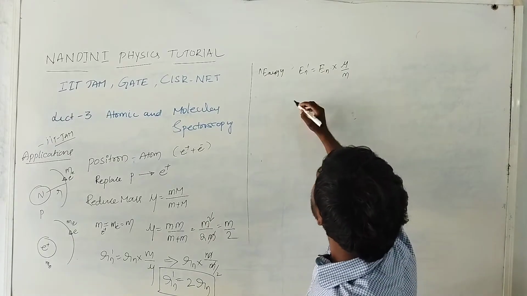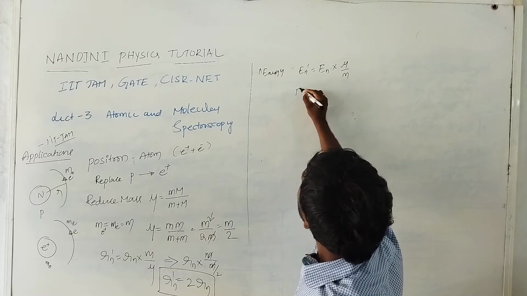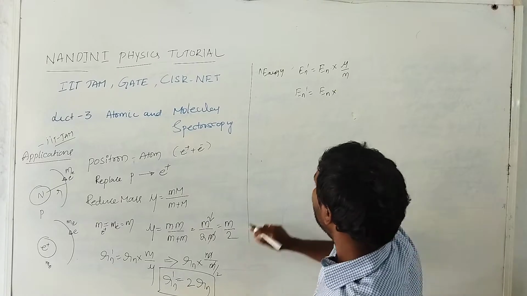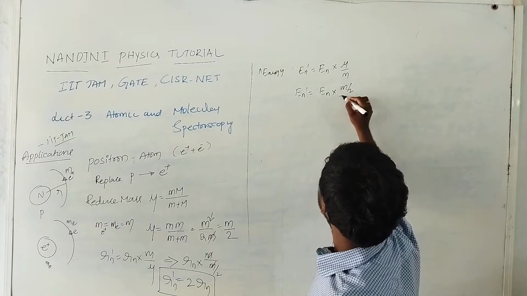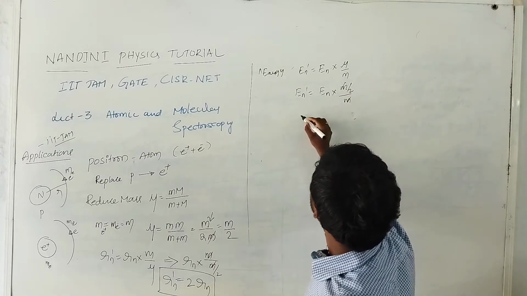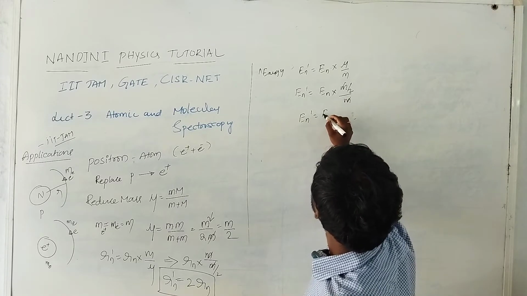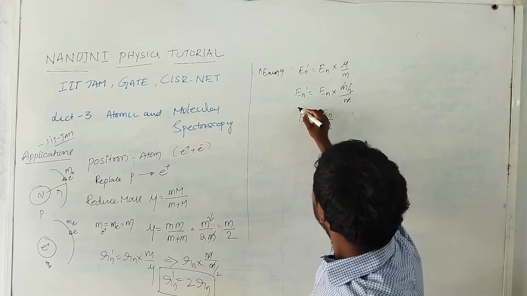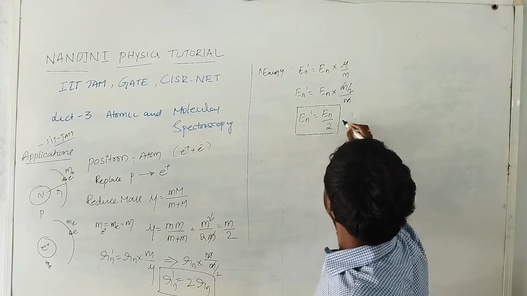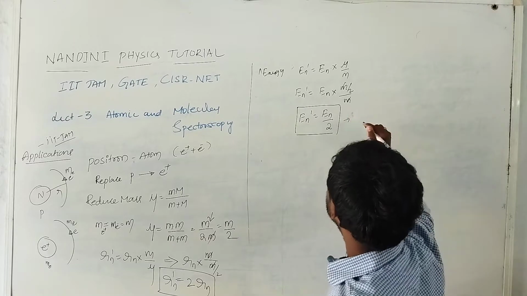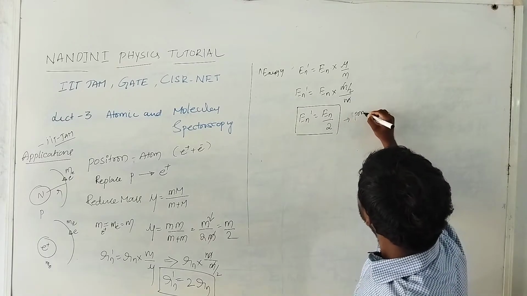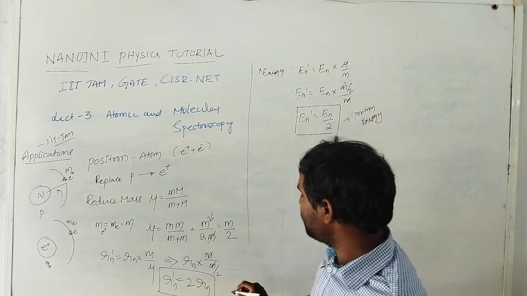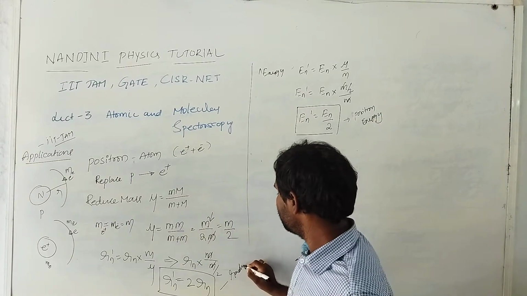of finite nuclear mass. So therefore En dash is equal to En into, what is the reduced mass value? m by 2. So m by 2 divided by m, so the m will be cancelled. En dash is equal to En divided by 2 times. So this is the reduced mass energy of the positron. So this is the positron energy, and this is the positron radius.